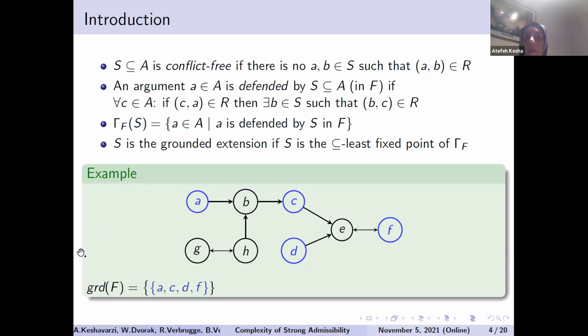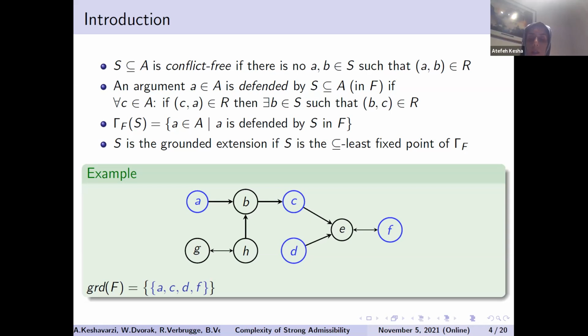This type of semantics has a special importance in this field because no one has any doubt about the acceptance of the arguments which are in the grounded extension. And each AF has exactly one grounded extension. Then it is important for us to study whether an argument is in the grounded extension or not. It is possible to construct the grounded extension and answer this credulous decision problem.